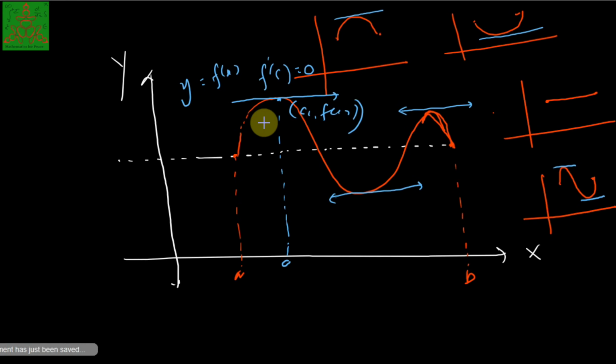So what are the assumptions we have taken here to see this theorem? The first assumption we have taken is that the function has to be continuous over some interval AB.